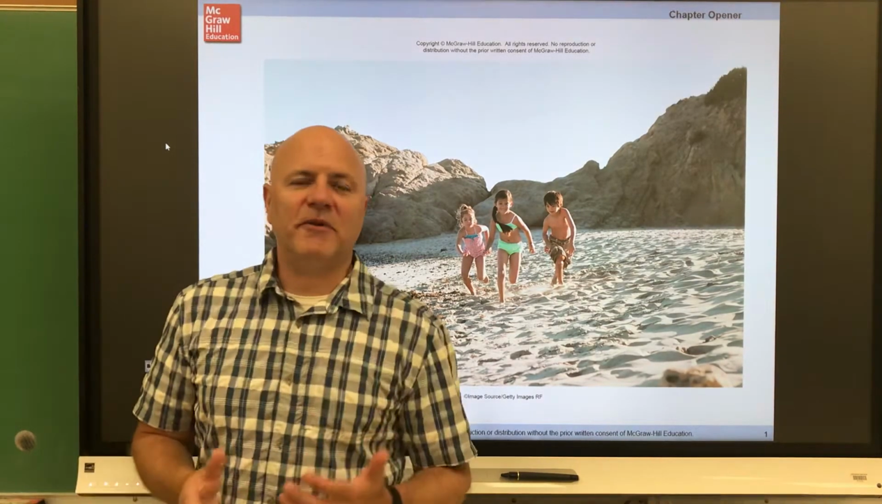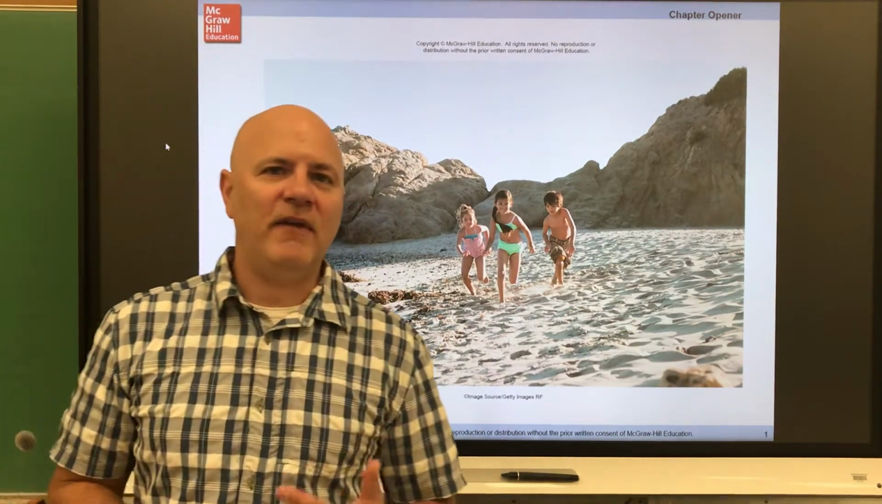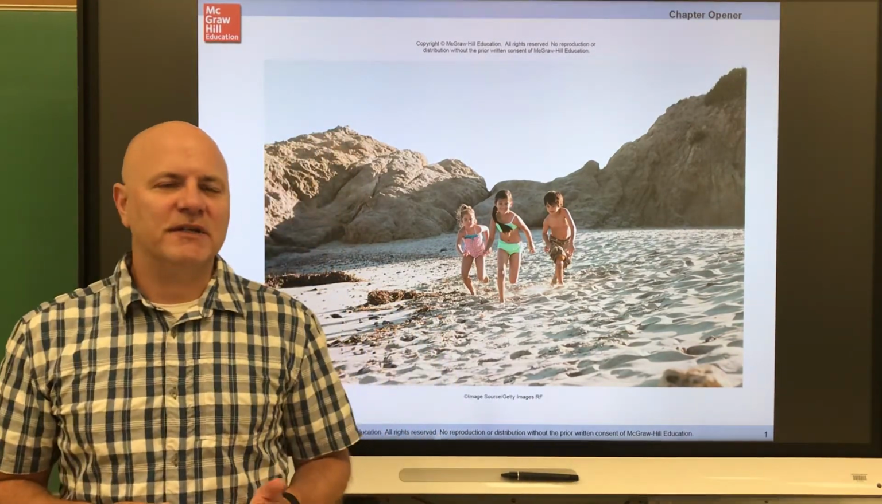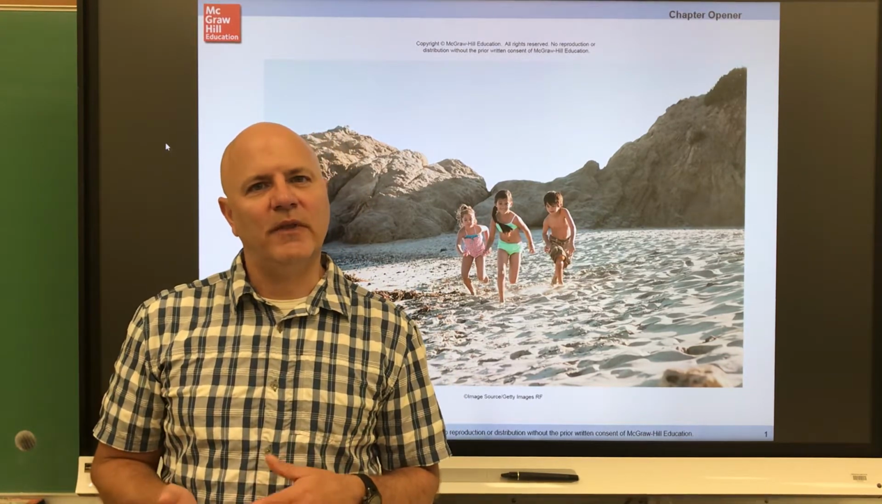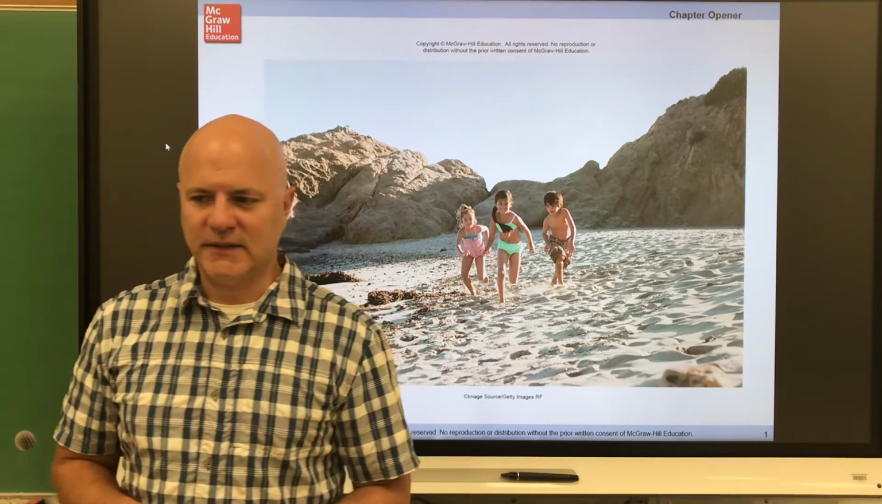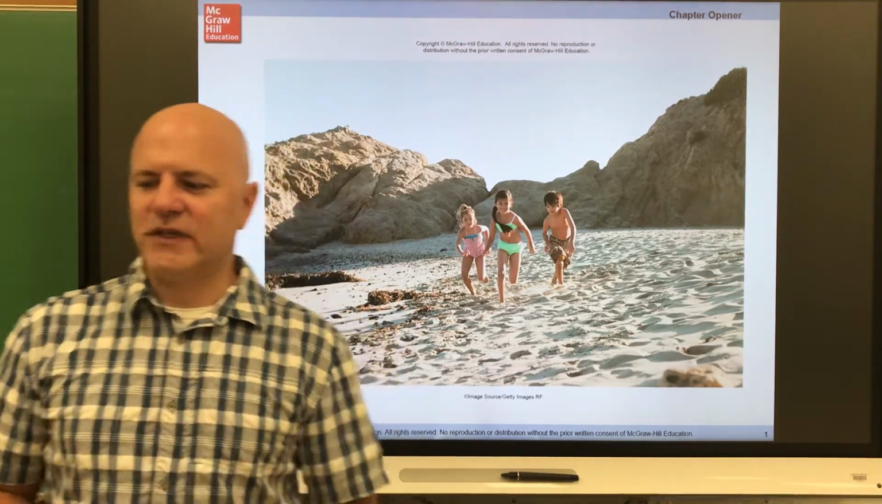All right, let's start chapter 5 in Bio 105. And chapter 5 deals with the integumentary system. So the integumentary system is our skin and the organs associated with it, like sweat glands and sebaceous glands. All right, so let's start off looking at the functions of the skin.